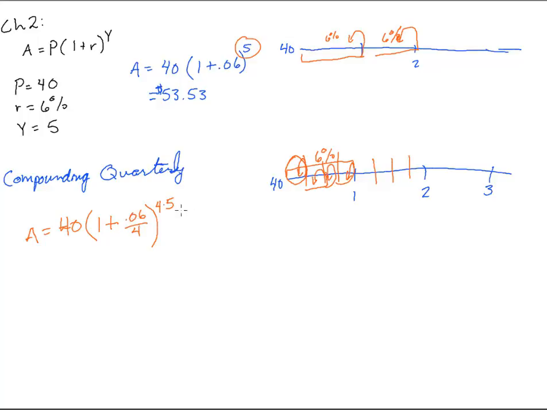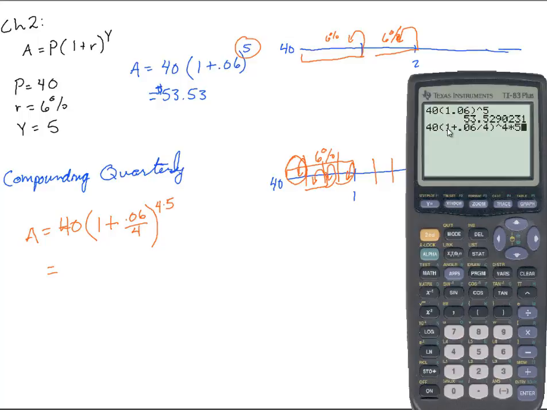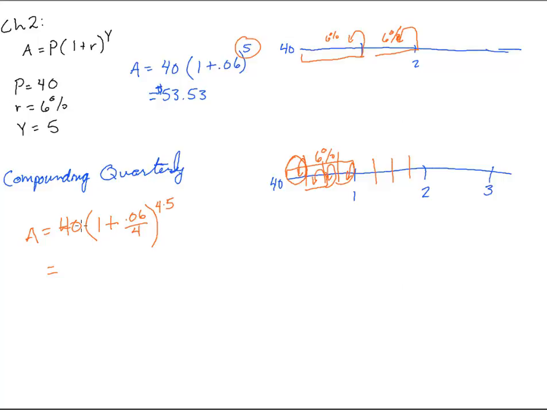Now we're going to punch this into the calculator and see what we get. You can see I've hit 40 times 1 plus, instead of 1 plus 0.06, it's 1 plus 0.06 divided by 4. Order of operations will ensure that that gets done first. To the 4 times 5. Now we hit enter, and we have almost the same number, but not quite: 53.87. It gave us just a little bit more over the course of the 5 years, 53.53 to 53.87. So this was called compounding quarterly.